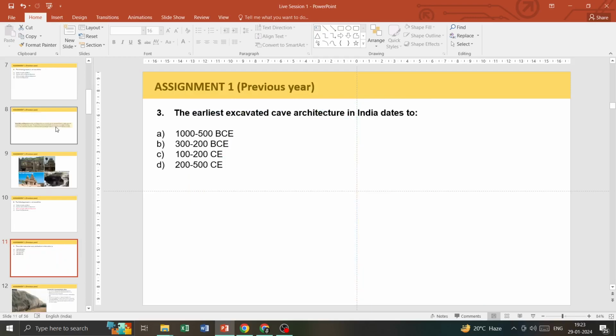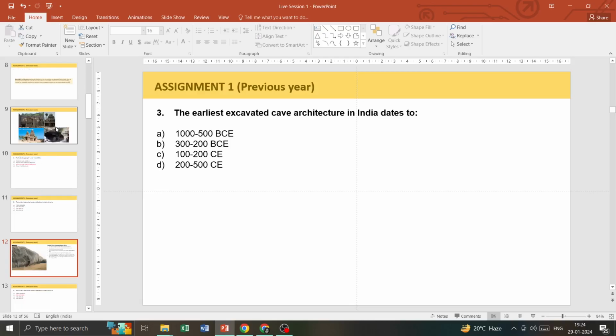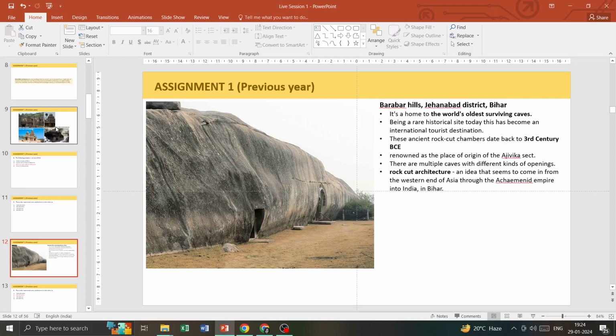Third, the earliest excavated cave architecture in India dates to. So we talked about Barabar Hills in Bihar. This is the earliest cave architecture that has been found in India, and it dates back to 3rd century BCE. So our answer is 300 to 200 BCE.